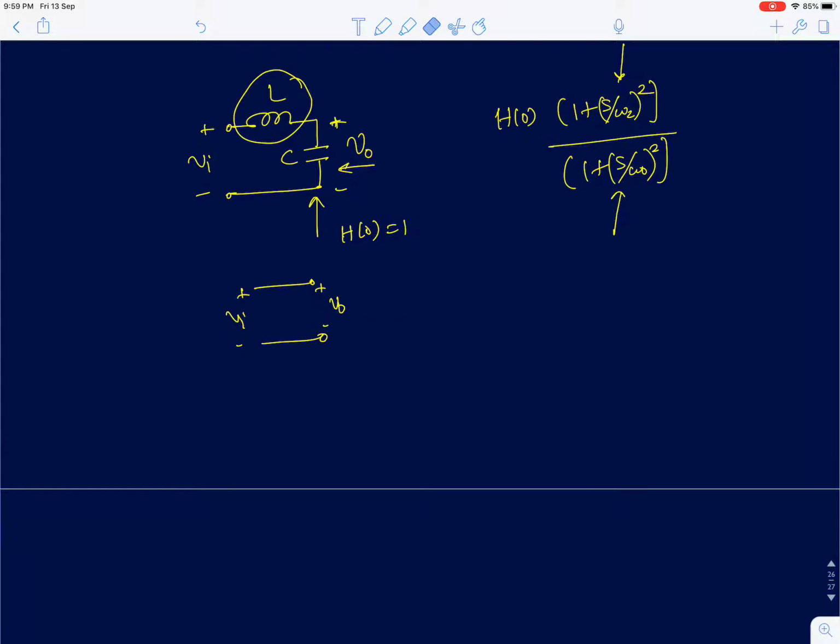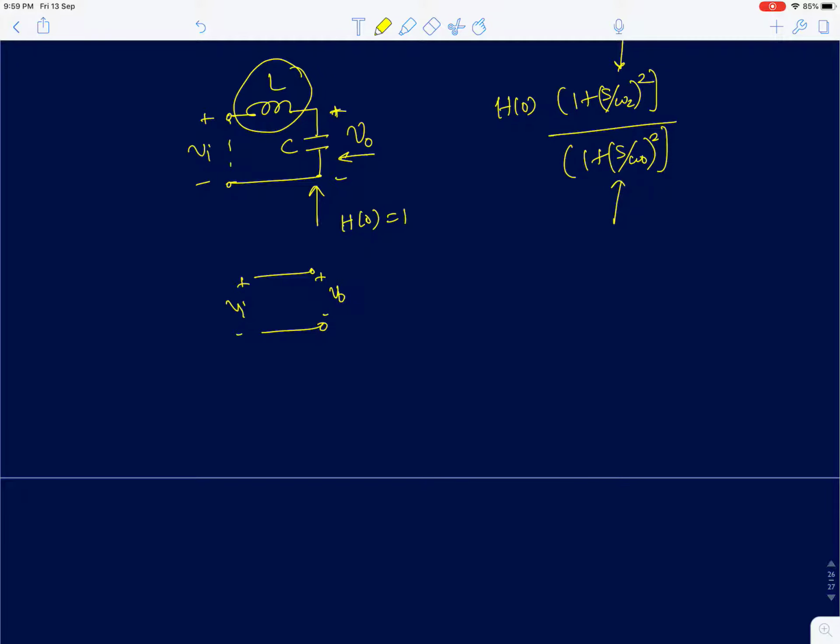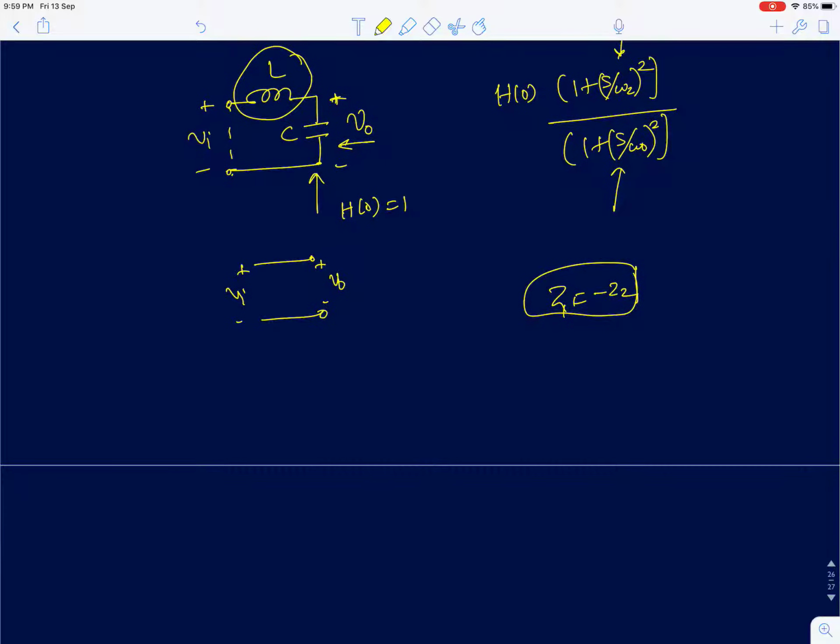The next thing is poles. To find the poles, I can short the input and equate Z1 equals minus Z2. Using that condition, we can get the poles. I can simply short circuit the input and find the point at which this impedance blows up. That will be sL equals minus 1 by sC, so s square equals minus 1 by LC. The poles are complex, purely imaginary.